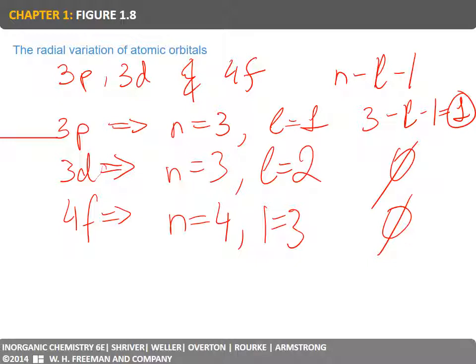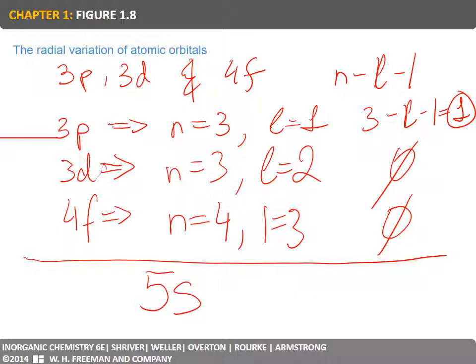So, having said that, here is a question. Please respond to it and send it to me. How many radial nodes does a 5s orbital have?